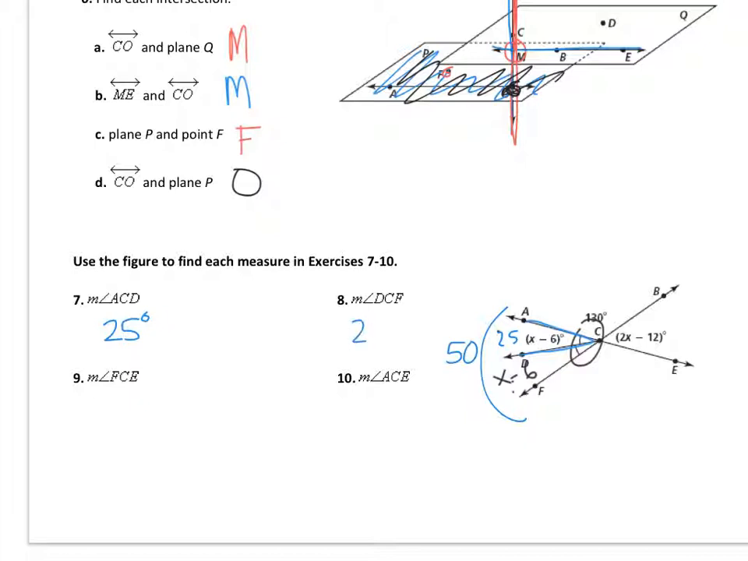DCF also is 25 degrees because of this congruent symbol. FCE is this angle right here, and that's 130 degrees because it's vertical. And then ACE, it's just a line. So if it's a line, it's 180 degrees. It's a straight angle.